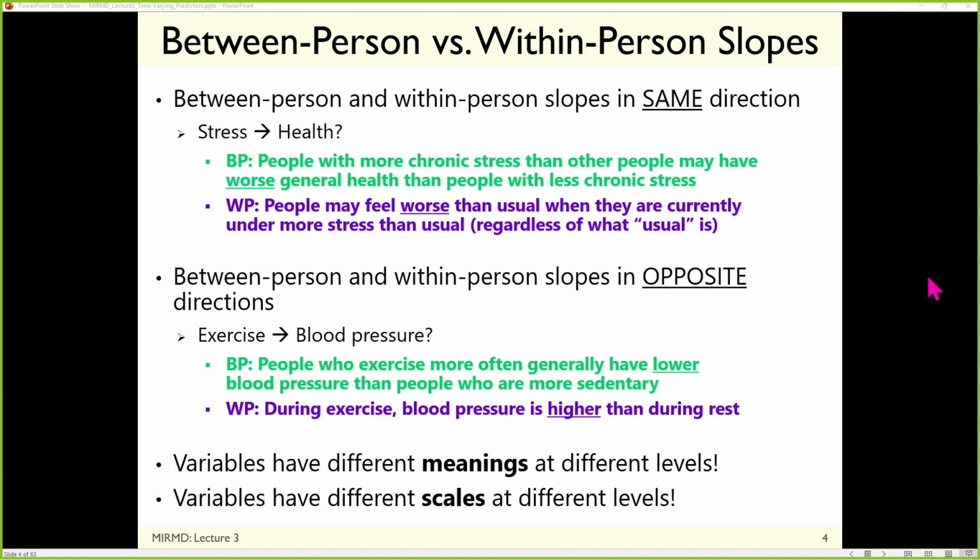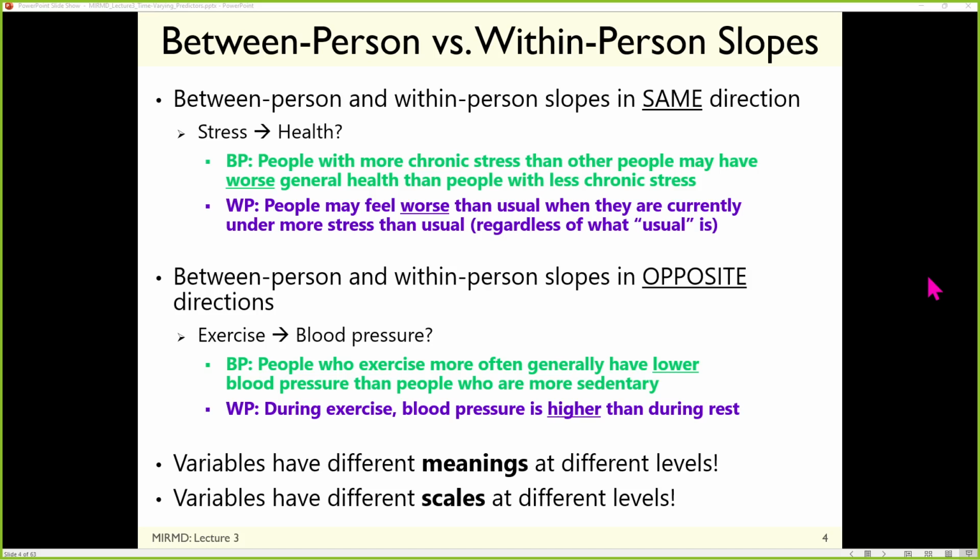The relationships that each of those parts of a time-varying predictor can show may be the same and they may not be. Most of the time, not be. So the slopes could be in the same direction. So for instance, stress and health. It may be the case that people who have more chronic stress on average relative to other people have worse health on average relative to other people. Within persons, it may be the case that when you're more stressed than usual, you feel worse than usual. And both of those things are in the same direction, where stress is bad for you.